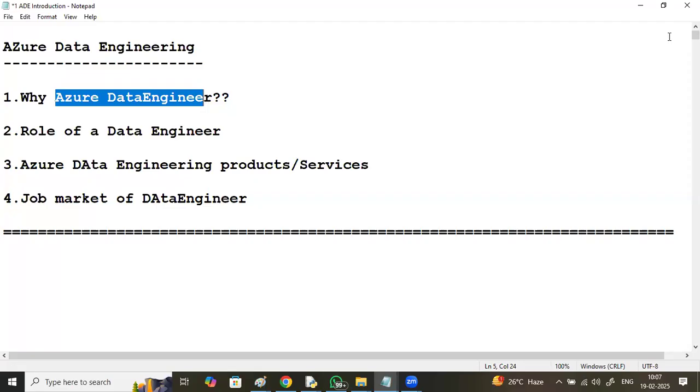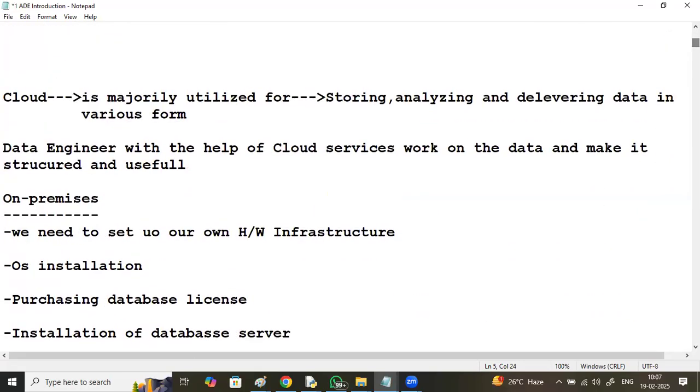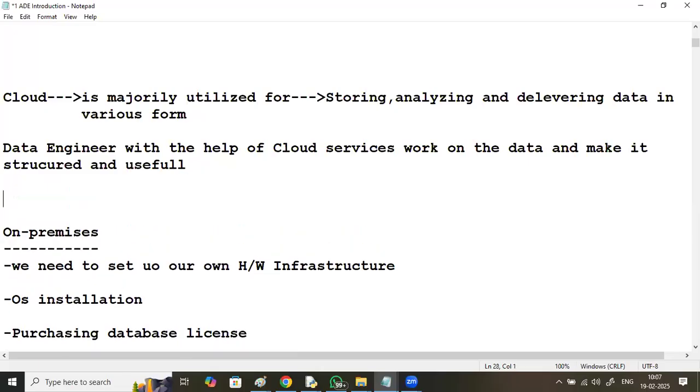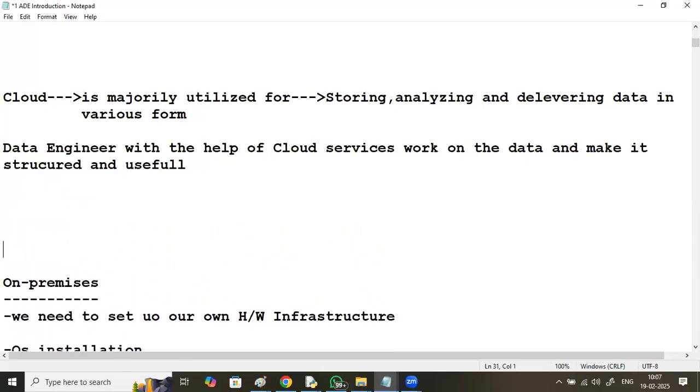Cloud, everything we'll be dealing with here is in the cloud. Cloud is majorly utilized for storing data, analyzing data, and delivering data in various forms. So a data engineer, with the help of all these cloud services, is going to work with the data and make it structured and useful. Whether it is data engineer, data science, or data analyst, everything they deal with is data only.